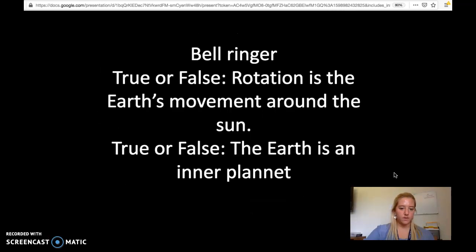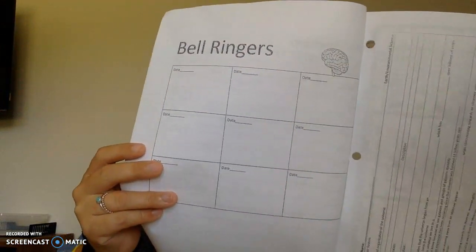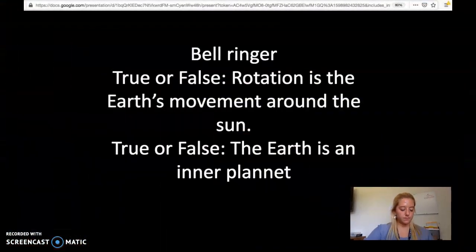Our bell ringer, if you will, remember our bell ringer slide looks like this. It should be dated September the 3rd, please. True or false, so you can write 1 and 2. And you can write T and F. True or false, rotation is the Earth's movement around the sun. True or false, the Earth is an inner planet. Pause this, write them down, write down what you think, and then we'll go through the answers.